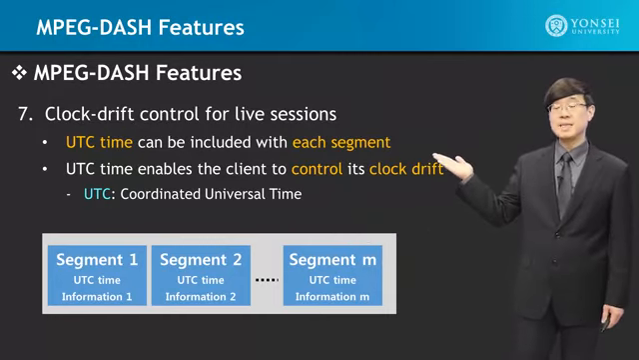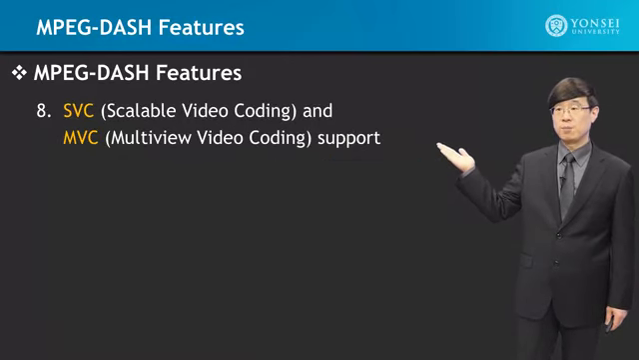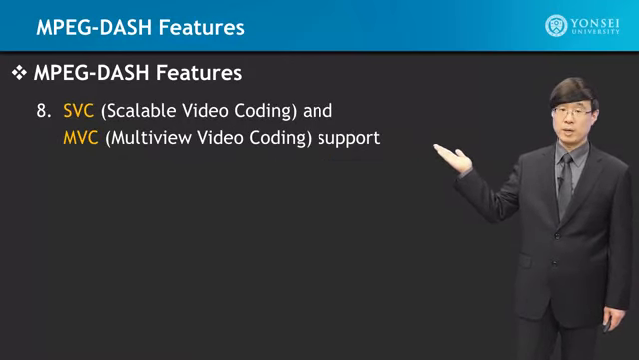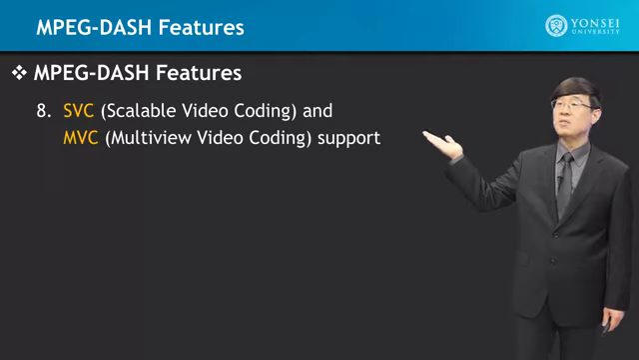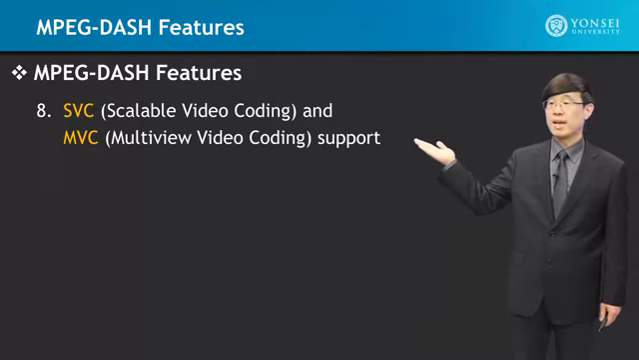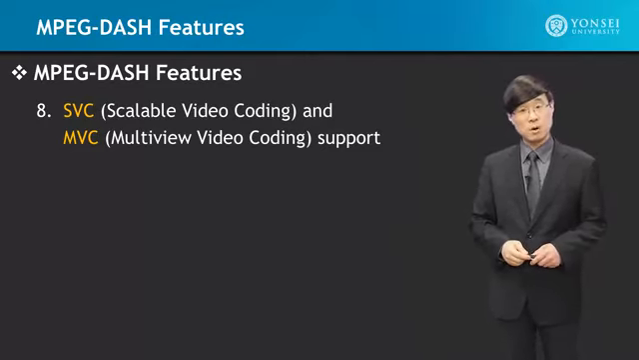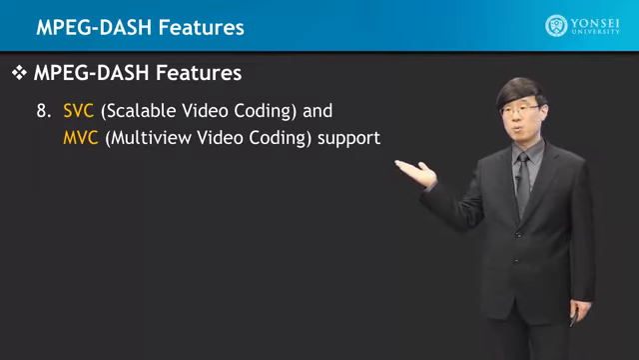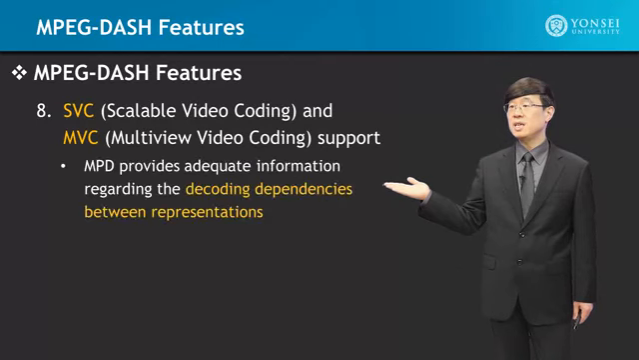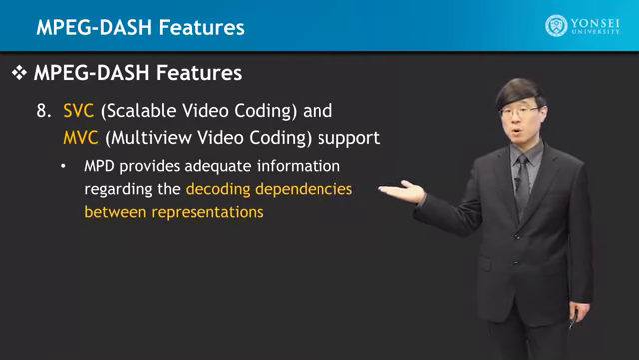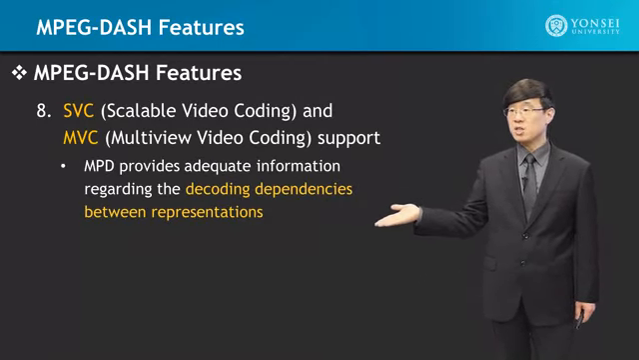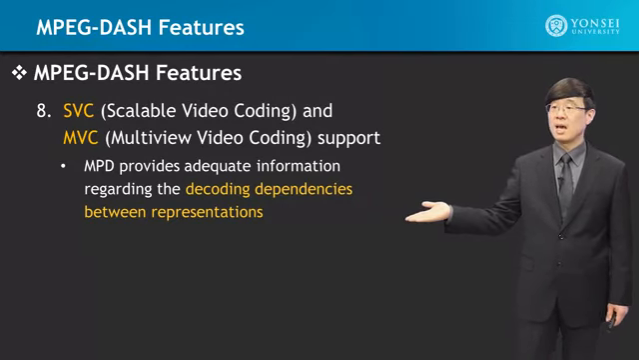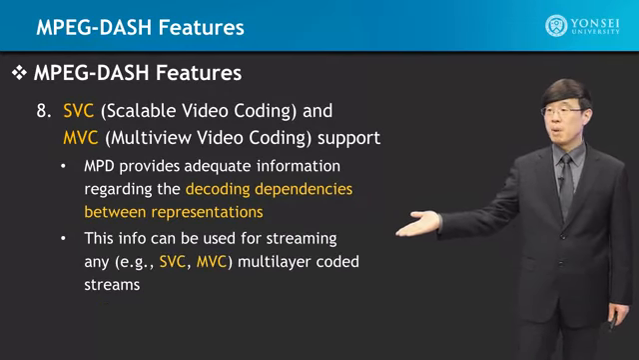Then, in step number 8, we have SVC and MVC is supported. Both of these are important. SVC is scalable video coding and MVC is multi-view video coding. Both of these are important. The MPD provides adequate information regarding the decoding dependencies between these representations. This information can be used for streaming any SVC or MVC multi-layer coded streams.